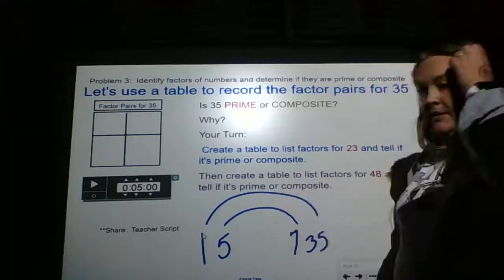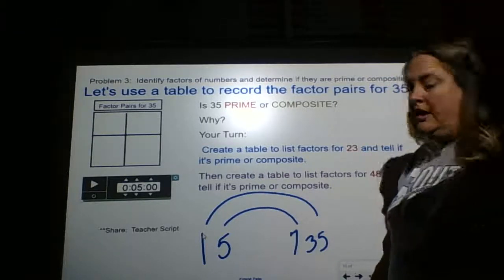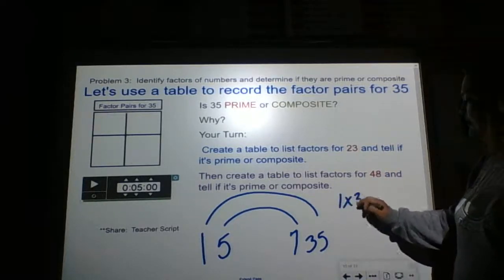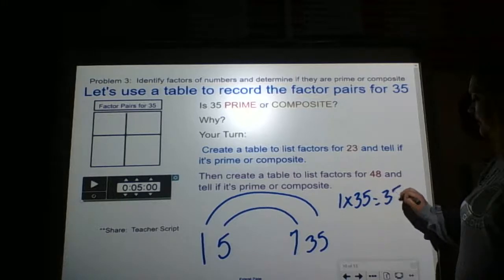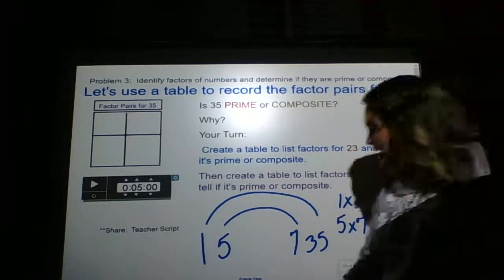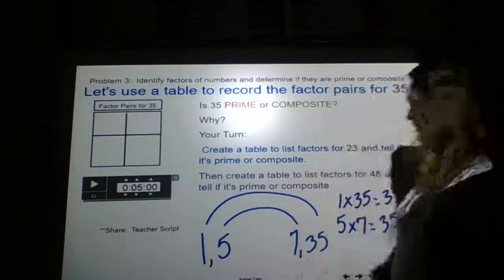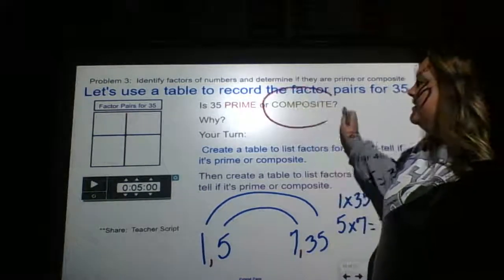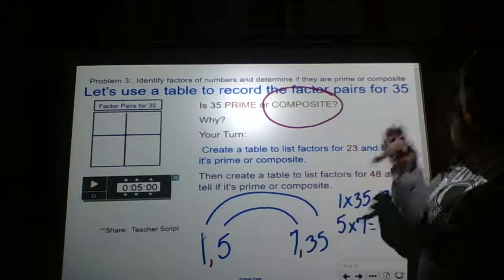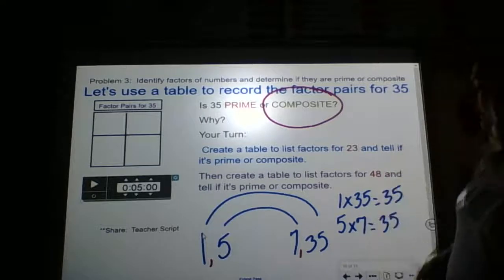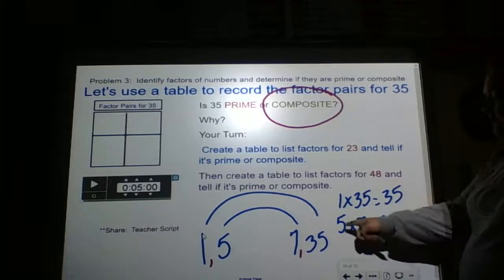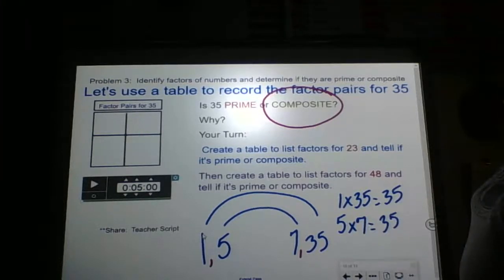How many arcs are on my rainbow? 2. That's more than one arc. How many factors are there for 35? Well, I have 1 times 35 equals 35. I have 5 times 7 equals 35. And I can put a comma between my factors. I have more than 2 factors. So this number is definitely composite. More than one arc, more than just 2 factors. It's more than just 1 times itself that will build it. I can build it 2 different ways. I could do 1 row with 35 in it, or I could do 5 rows with 7 in it. It would still build it.